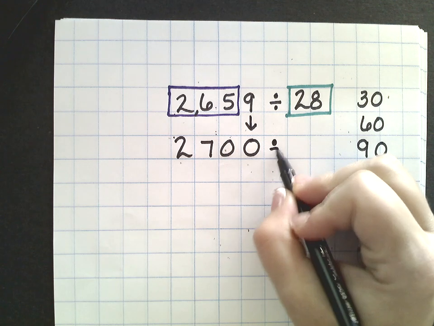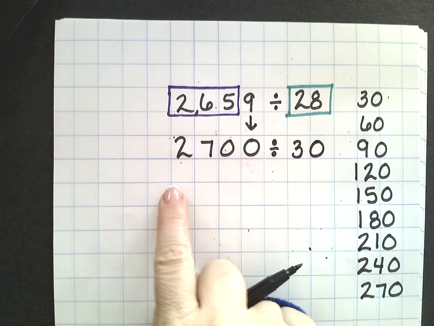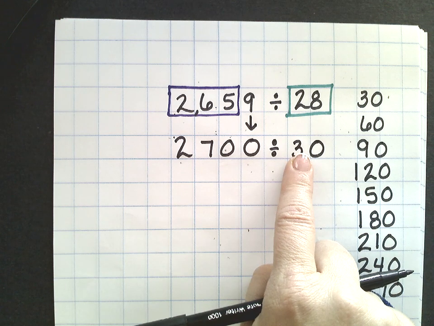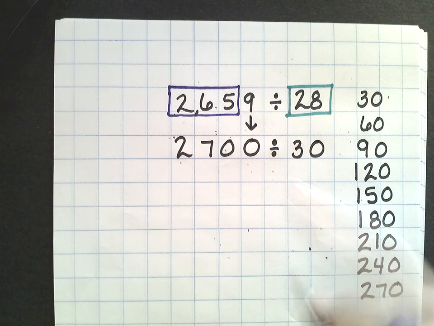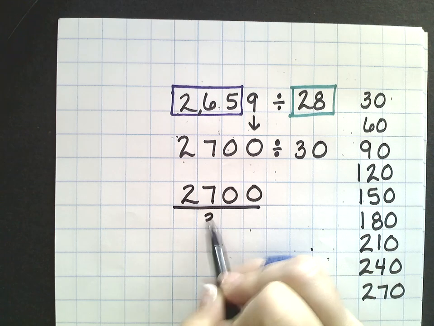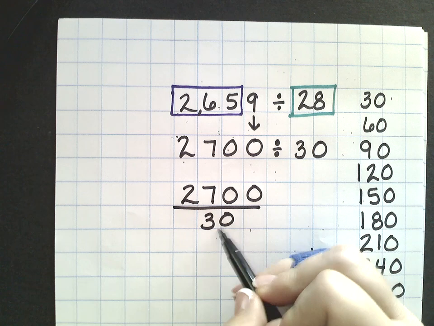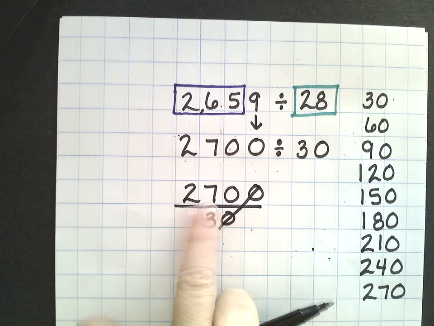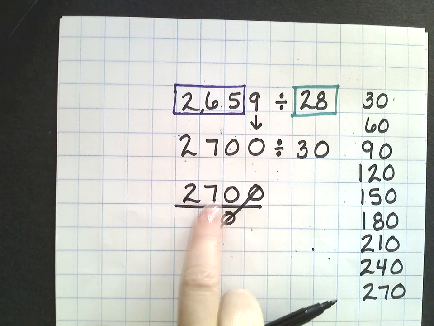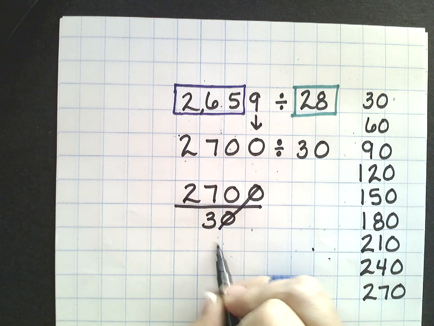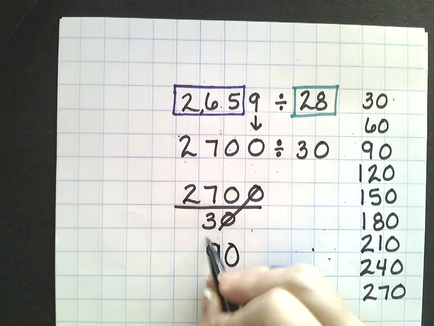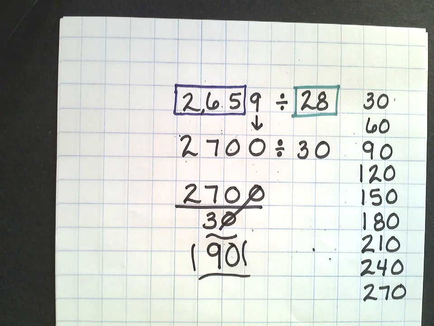So now we have our new problem, which is our rounded dividend and our rounded divisor. So 2,700 divided by 30, we're going to write it as a fraction because we know fractions are division. We can cancel a 0. So now our problem is 270 divided by 3. I can look at the basic fact, 27 divided by 3 is 9, and I add on this leftover 0. So then our estimate would be 90.